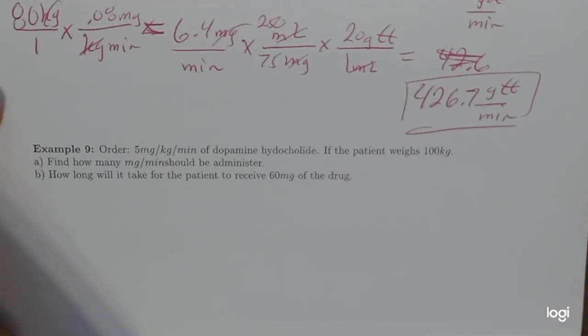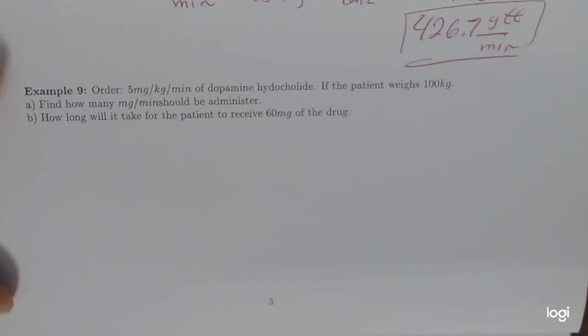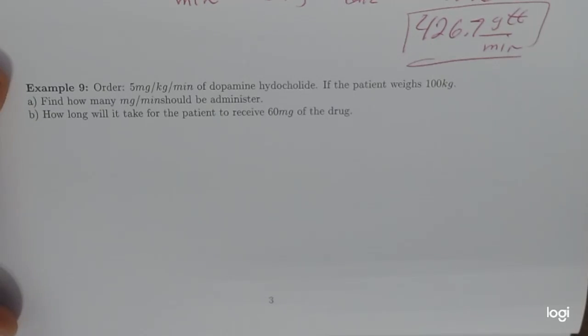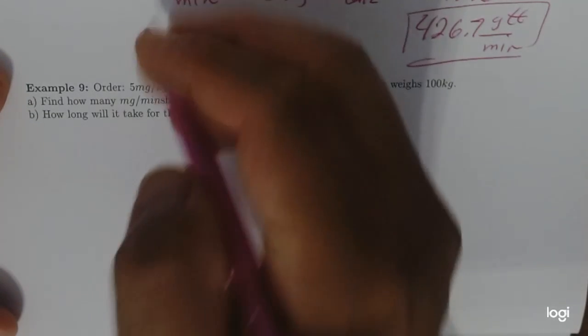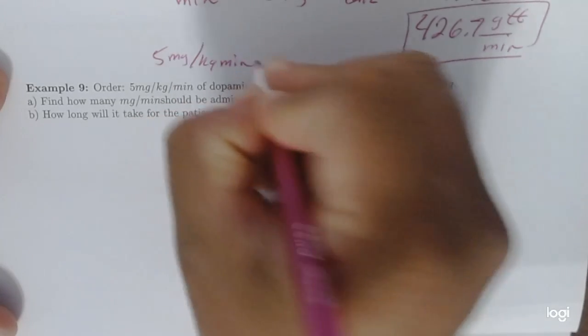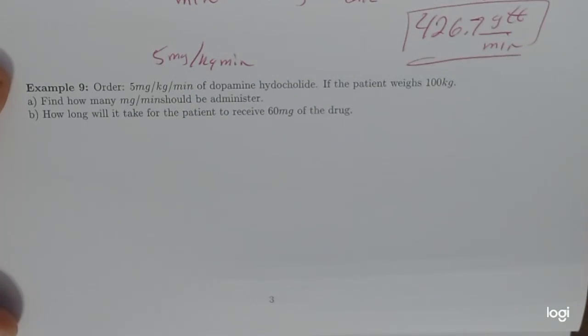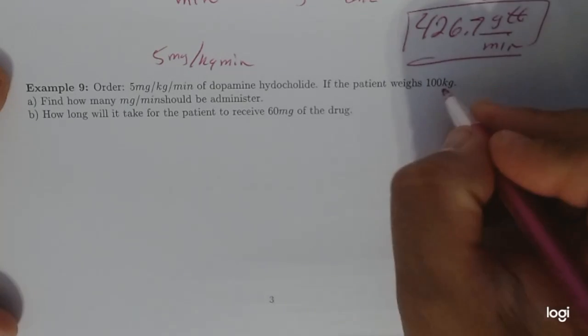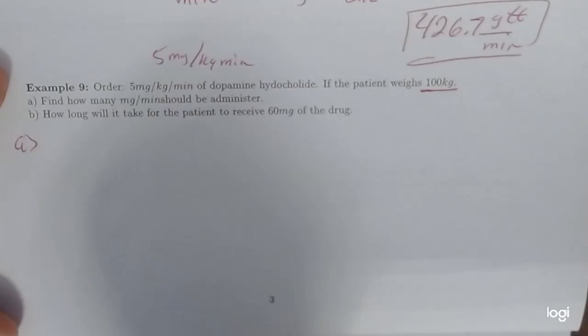Right. And the last question, the next example for this chapter, is order 5 milligrams per kilogram per minute. So hopefully it's the same process, right? 5 mg per kg with the minute at the bottom. Very similar to the one we did before. If a patient weighs 100 kilograms, A, find how many milligrams per minute should be administered. So why don't you guys try these questions out, A and B. Quickly, just pause it. 3, 2, 1, pause. Okay, so hopefully you guys tried them.